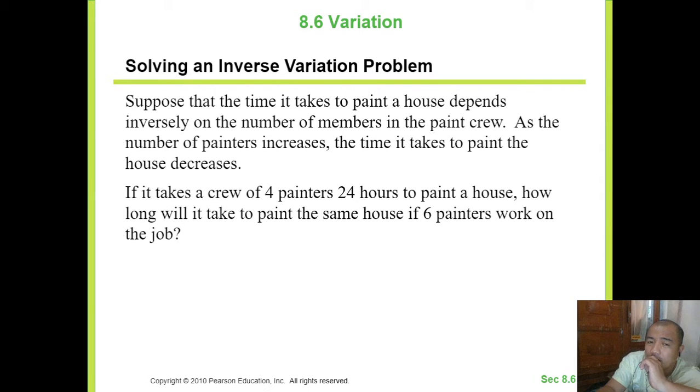Now, if it takes a crew of 4 painters 24 hours to paint a house, how long will it take to paint the same house if 6 painters work on the job?